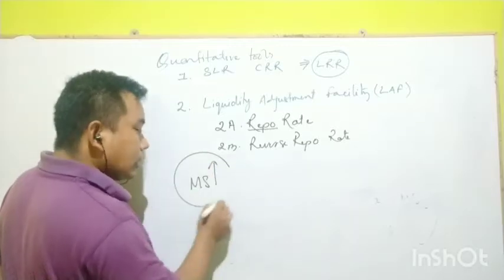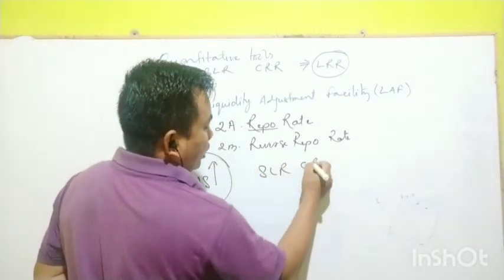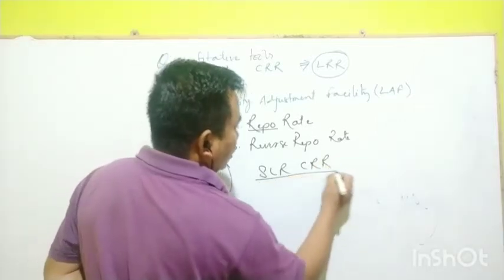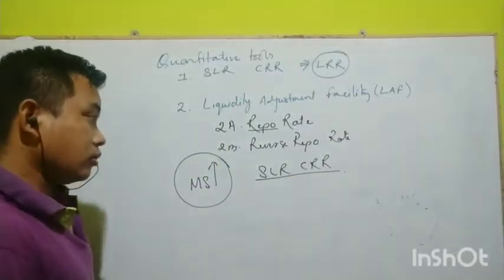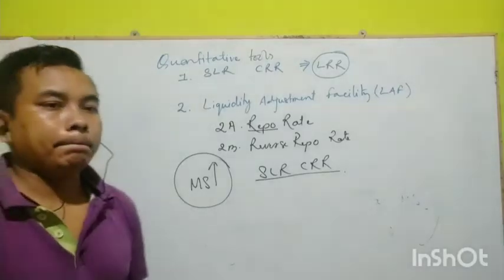RBI wants to increase money supply. What will happen to the SLR and CRR? Will SLR and CRR increase or decrease? That's it.